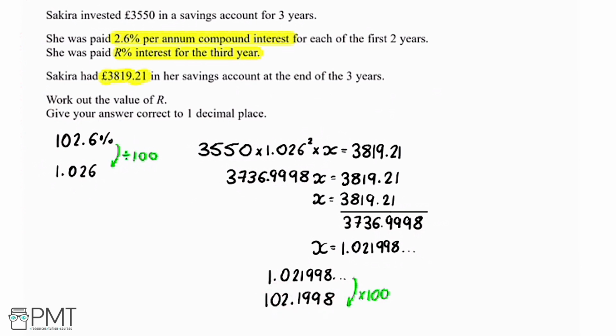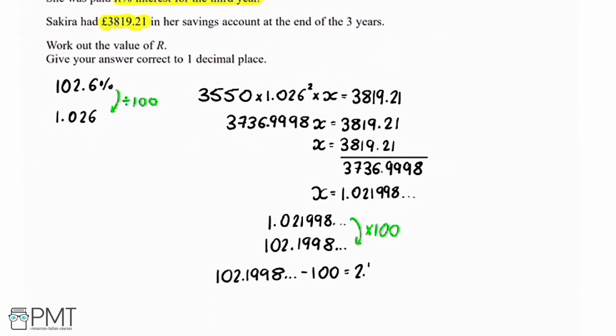So if we subtract 100, we get 2.1998... And remember in the question it said to 1 decimal place, so that's going to give us 2.2% to 1 decimal place. So we got our first mark up here for the original equation. We got a second mark for carrying out the calculations, and the final mark for 2.2%.